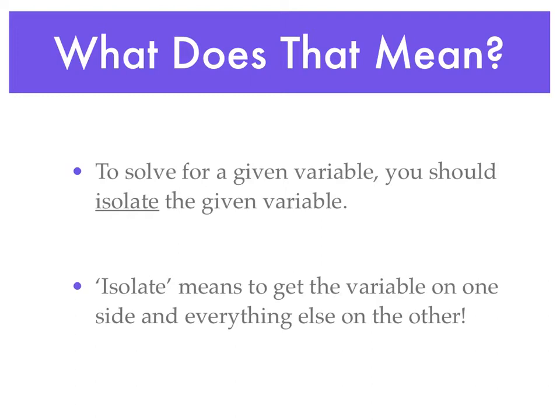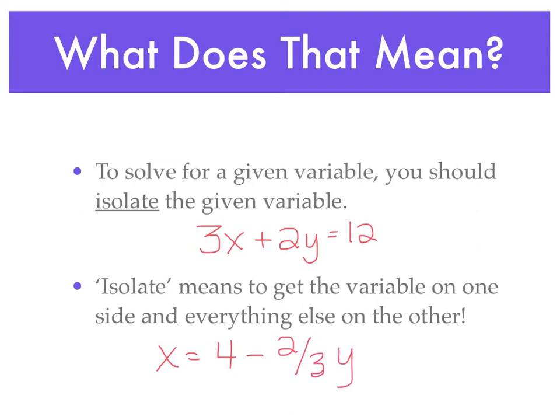So for example, if I gave you the equation 3x + 2y = 12, just to give you an idea of what the answer would look like, if I asked you to solve for x, you would end up with x = 4 - (2/3)y. And if you have no idea how I got that, that's okay. I'm going to show you that part, but I wanted to give you a picture of what the questions and the answers are going to look like.